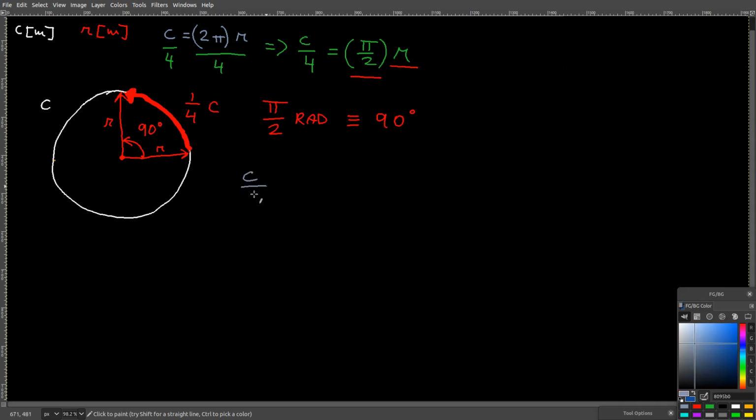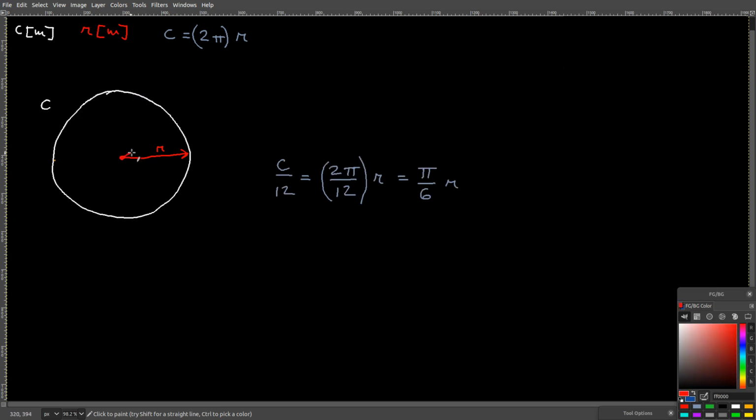If I divide c by 12, then I will have 2 pi over 12 times r, which is pi over 6 times r. In that case, I obtain 1/12 of the circumference, which is like rotating the radius by 30 degrees. Thus, pi over 6 radians is equivalent to 30 degrees.